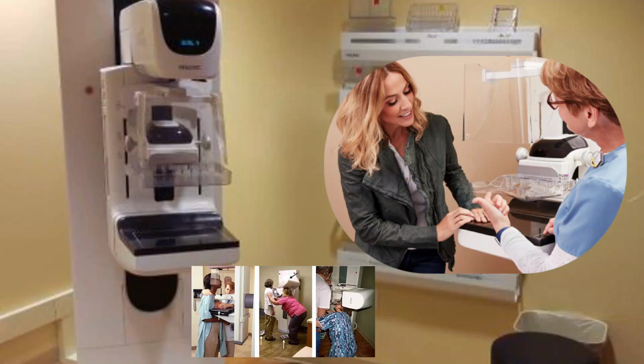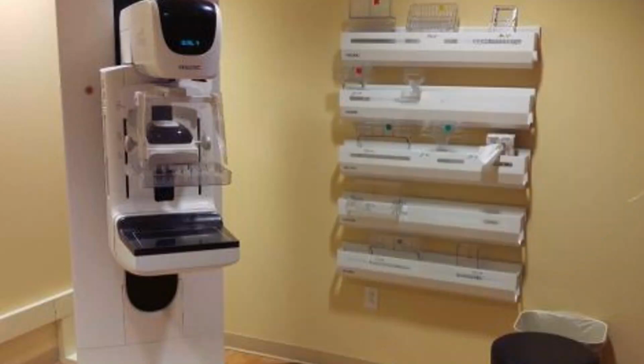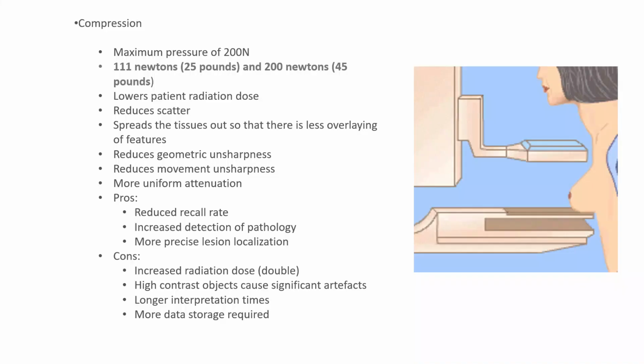You should not only look at ancillary devices as to how they're going to impact a patient, but how are they going to impact you with your daily work with the patient in positioning. I know patients hate compression and they also fear it. When you look at your machine, the maximum pressure it should be able to apply is 200 newtons. 111 newtons is 25 pounds, and 200 newtons is 45 pounds.